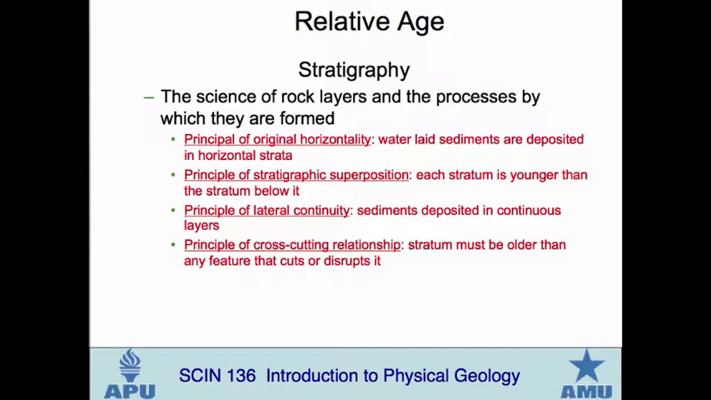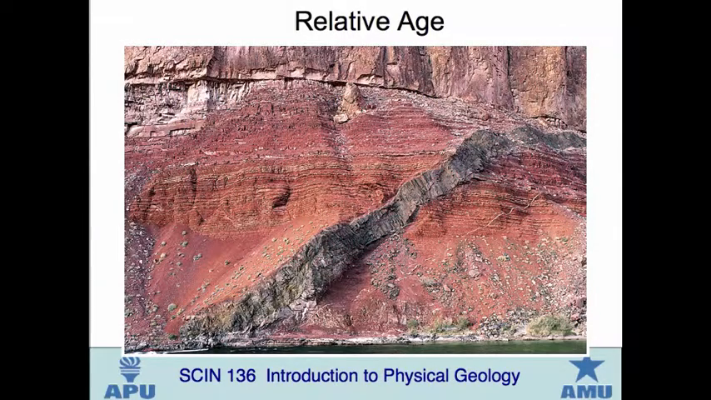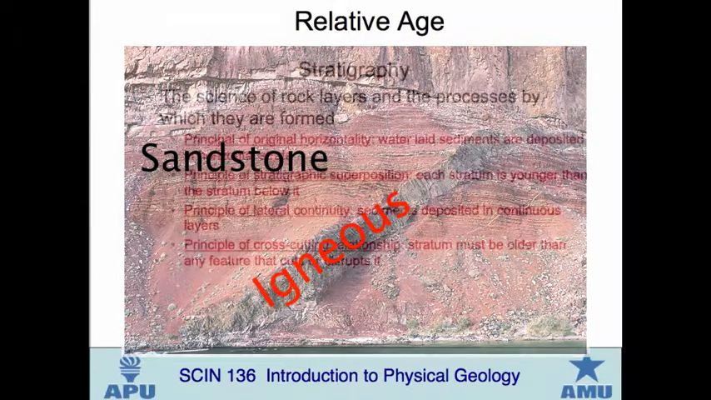And then the last one is the principle of cross-cutting relationships. This one ties in nicely with some of what I just talked about in terms of igneous intrusions. The principle of cross-cutting relationships is basically when we have one bed of rock cutting across another. So with an igneous intrusion, you've got a nice layer of sandstone. Sometime later in the geologic time scale, a volcano develops underneath this layer, and igneous rock is shot up through that sandstone. That's the principle of cross-cutting relationships. Strata must be older than any feature that cuts or disrupts it.